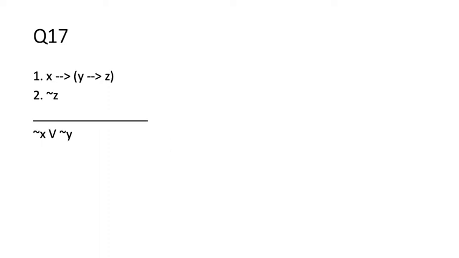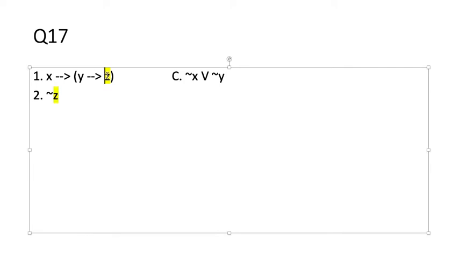17. Okay. Notice that here I have Z, here I have Z. So I'm sort of thinking, well, if I could turn this into a conditional, the consequent of which wasn't this conditional, but was just Z, then I could do modus tollens.